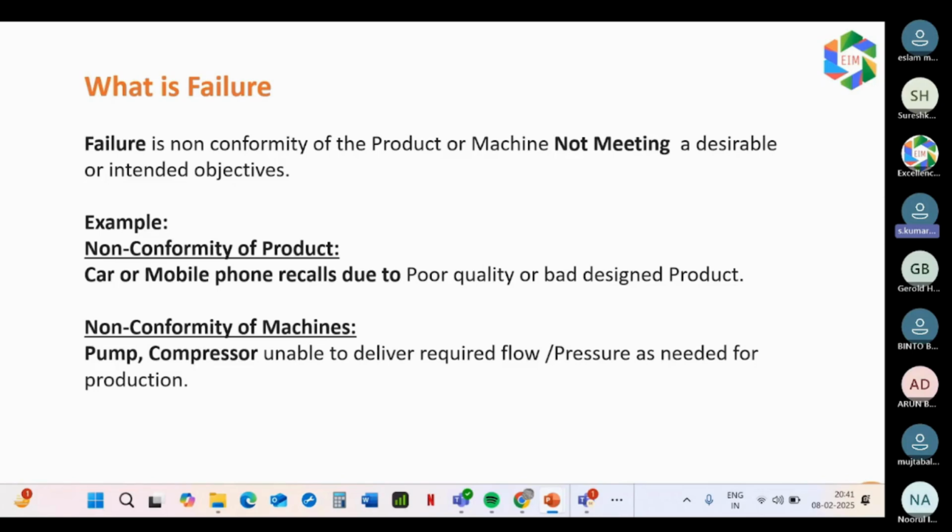When we are talking about the oil and gas industries, it is mostly about non-conformity of the machines. Pumps, compressors, turbines, systems are failing and they are not able to deliver the required flow, required pressure, required throughput. Because of that, we have an impact on equipment slowdown, plant slowdown, and sometimes there is a cascading effect on other plants, like the power plant or boiler systems where steam is not available, then the entire refinery or entire complex has to be shut down. So those are the failures which impact a lot.